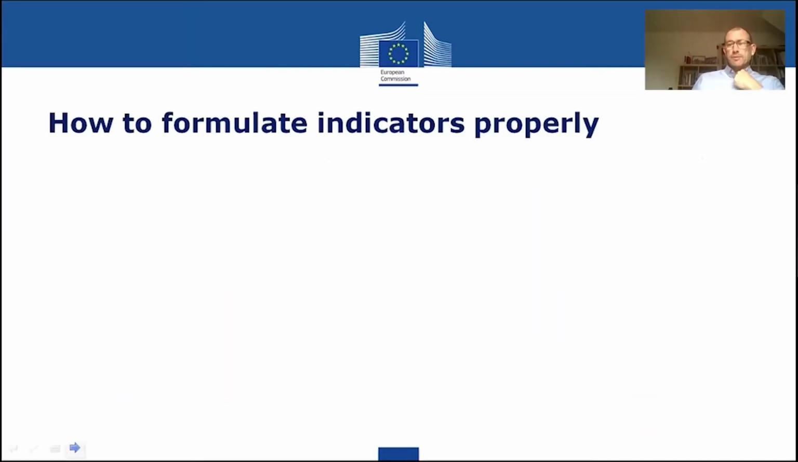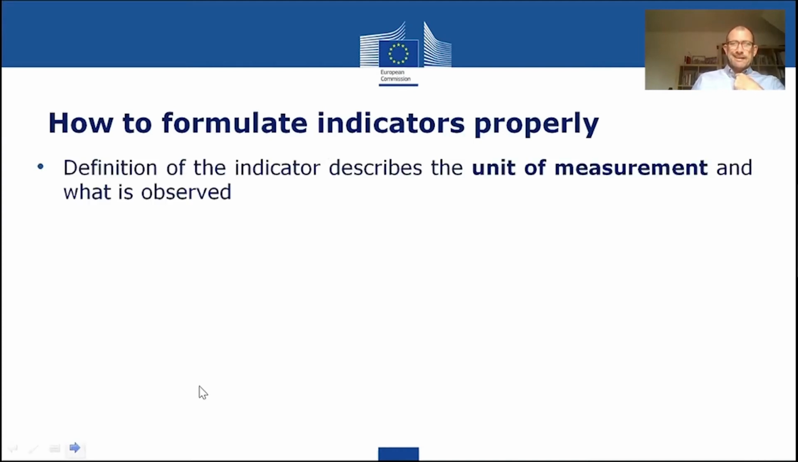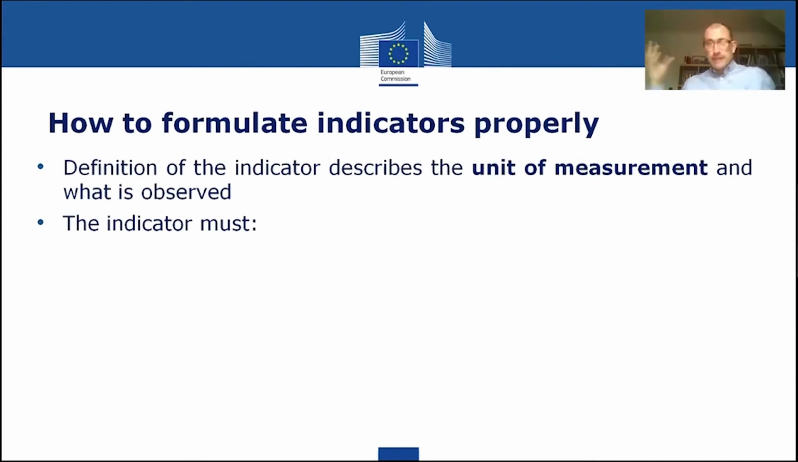How to formulate indicators properly. There are a few basic ground rules that you want to bear in mind. First of all, when we're putting a definition, it's nothing more than a description of the unit of measurement and what is being observed. So it's the thing we're going to measure, like a percentage of, and the thing that's being observed, a percentage of people trained in a particular skill, for example.